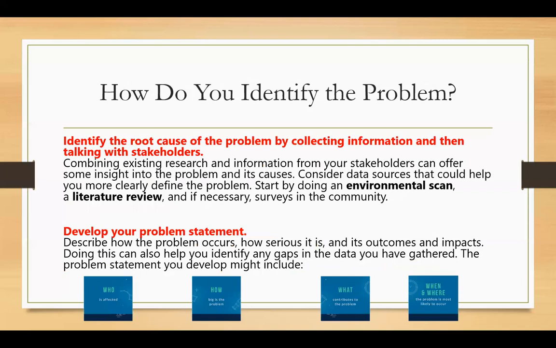So how do you identify the problem? You identify the root cause of the problem by collecting information and then talking to the stakeholders. First thing, you're going to go out, starting with an environmental scan. This is nothing more than looking at the actual group, the organization, the people you want to deal with. Actually look at them in their natural environment and see what's actually going on.